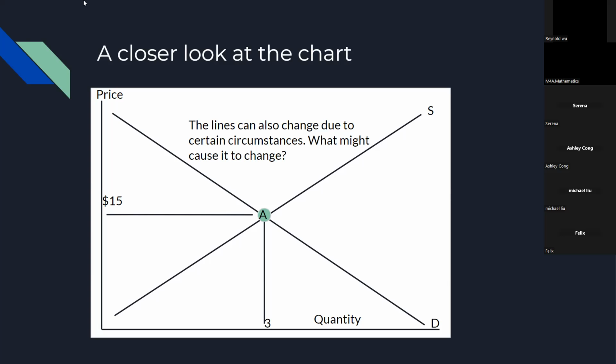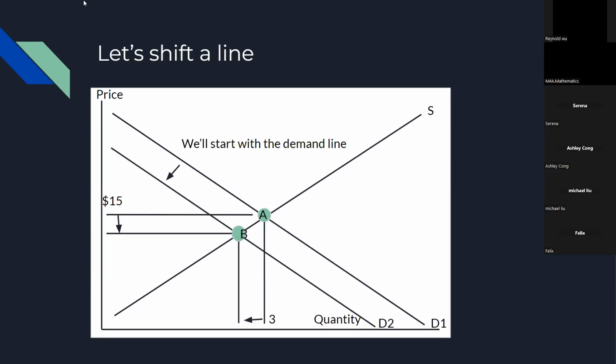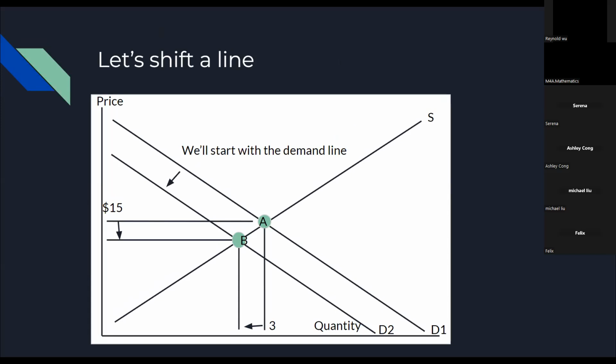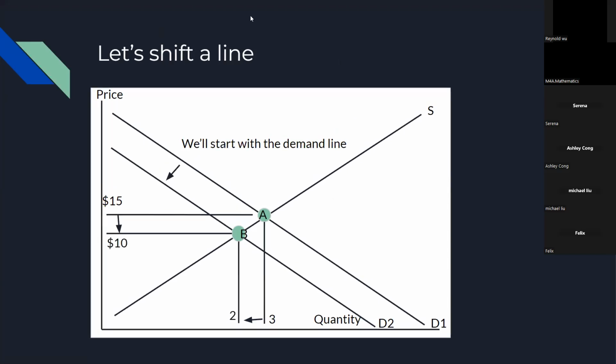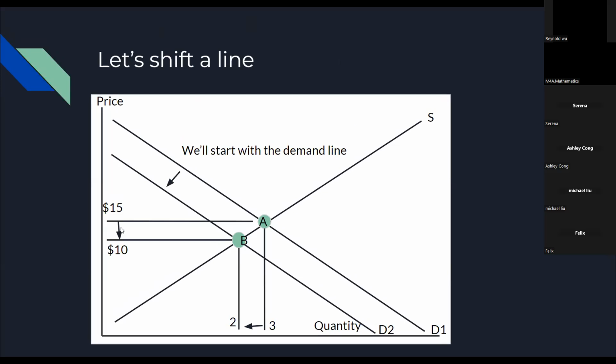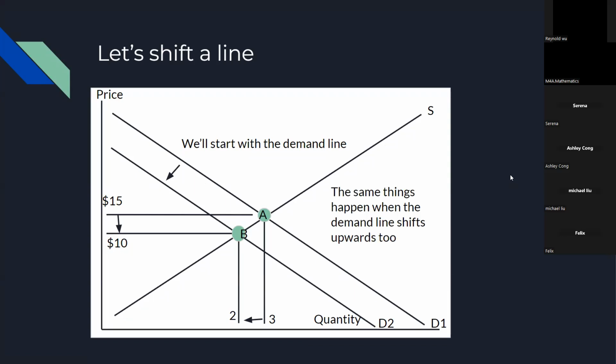So let's start with the demand line. Let's have it shift downwards, which means that people would have less demand. Thus, the price shifts down and the quantity shifts down. So let's say the price went down, and so did the quantity. Quantity went down to 2, price went down to 10. The same thing would happen if the demand line shifts upward as well.